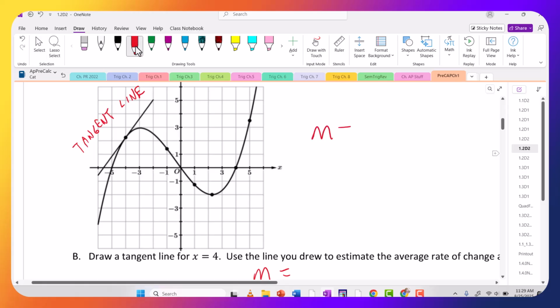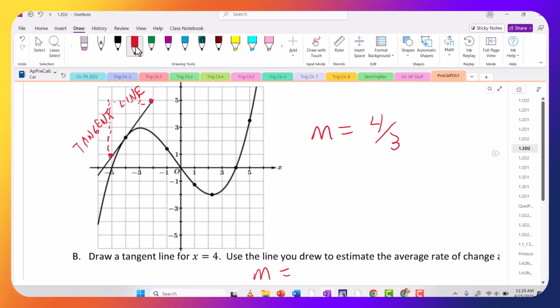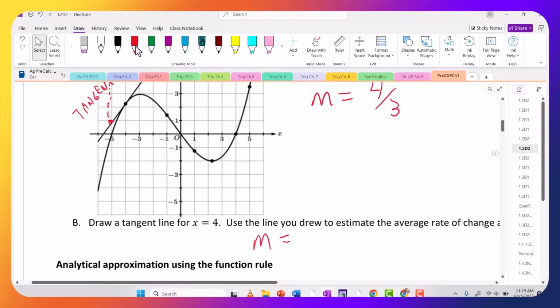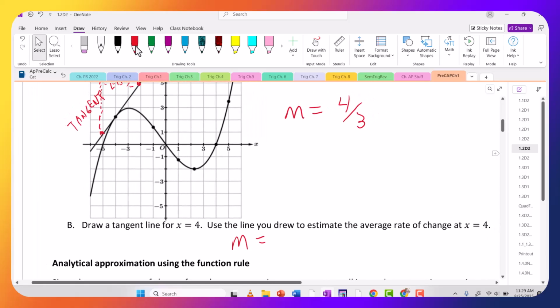And what is it? Hey, just rise over run. I have a point, it seems, that crosses here and maybe here. So 1, 2, 3, 4 over 3. So the slope of that tangent line appears to be somewhere around 4/3. And I did not read this last year. Unless it's a typo. No, it isn't. I made a mistake with my students last year.